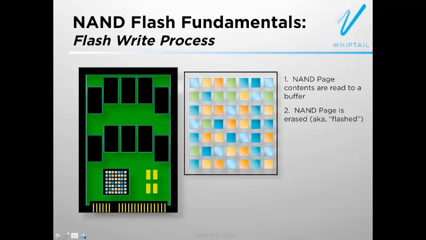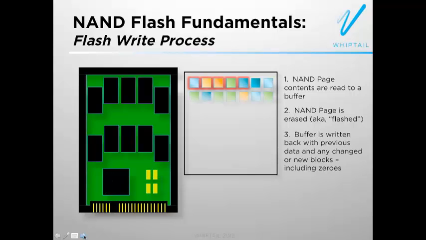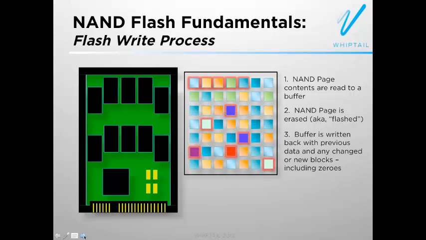Next, I take that entire page and I erase it, which is why they call it flash. It just flashes the entire page. Next, I'm going to kick everything out of that buffer and write it back to that NAND page, including all those red areas, which is the data that I actually wanted to write in the first place.